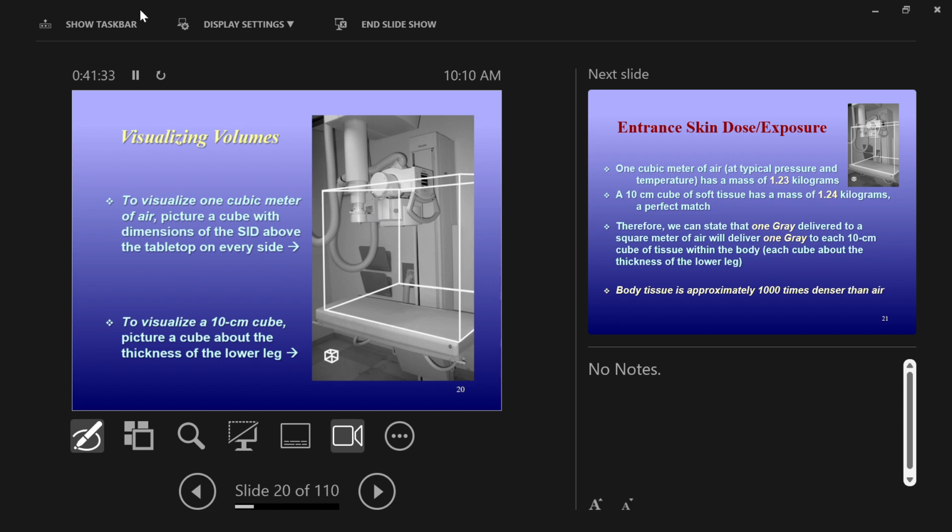So in the body, a 10 centimeter cube weighs about 1 kilogram on average, right? They usually say take like your lower leg, for example, and a 10 centimeter chunk of your lower leg. 10 centimeters, roughly 4-ish inches, so roughly a 4-ish inch square, okay? That 4-ish inch square is going to weigh about 1 kilogram, 2.2 pounds. So 1 gray per kilogram of body tissue is equal to 1 gray per kilogram of air. Just a bigger volume when you're talking about the air.